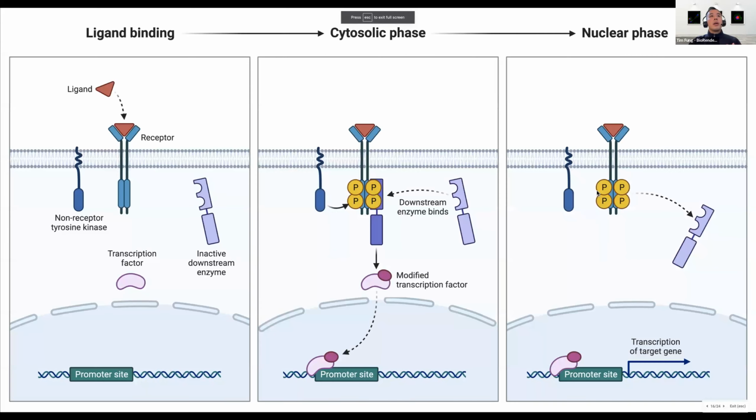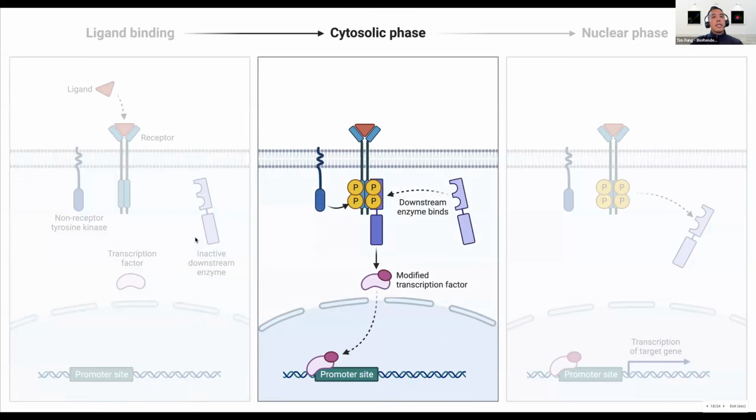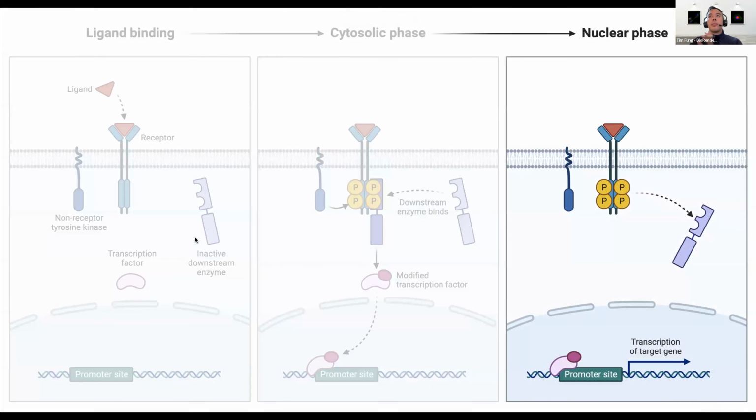So when we talk about the different phases of ligand binding leading to transcription, we can start here. This is the full overview. And then when we talk about ligand binding, we can fade everything else into the background. Now our audience knows this is what we need to be focused on. And then when we talk about the cytosolic phase, we move that spotlight into the middle here. And then finally, we bring it to the very end when we talk about that nuclear phase.